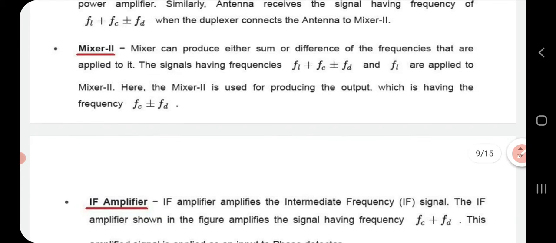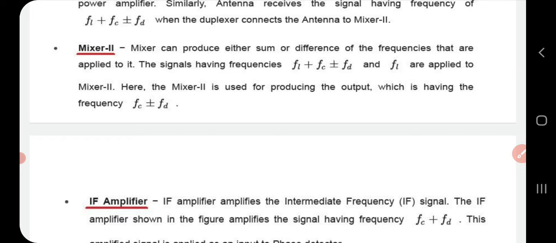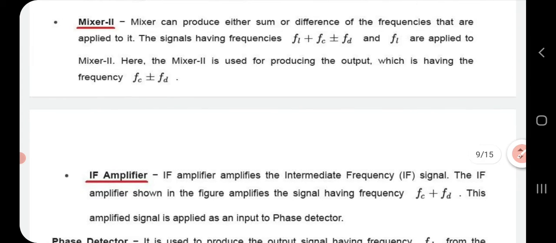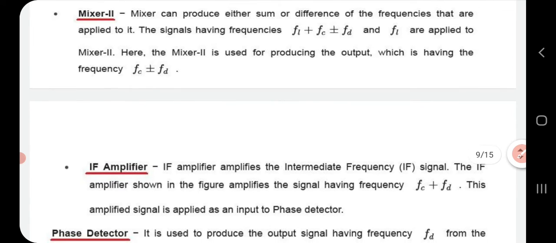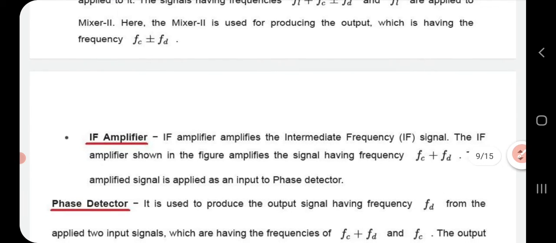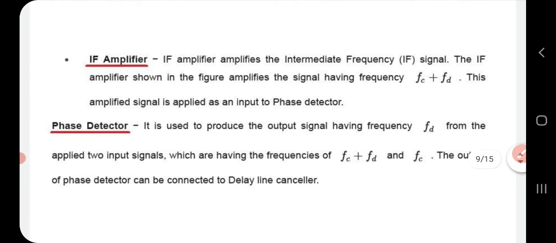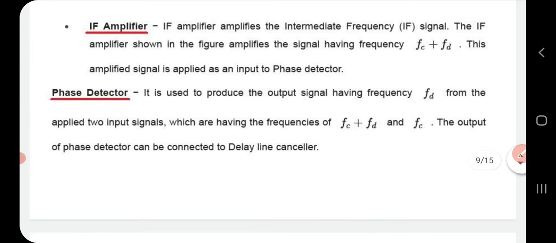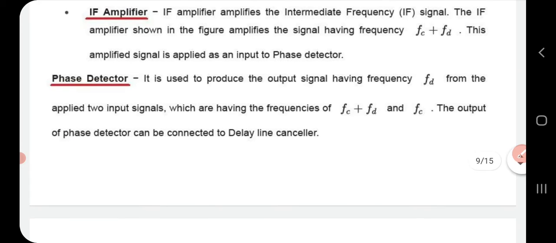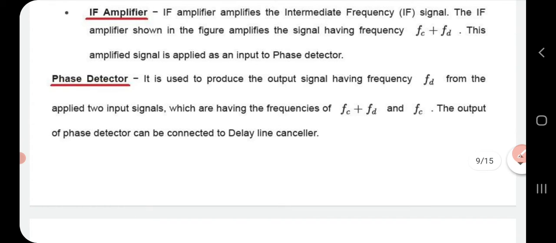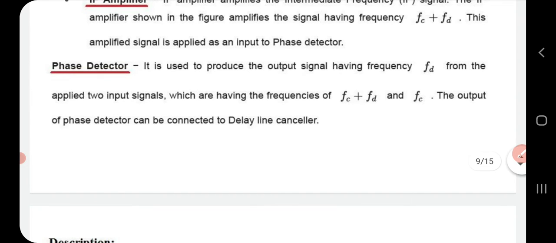Now what is mixer 2? It can also produce either the sum or difference of the frequencies that are applied to it, and that is, mixer 2 is used for producing the output having frequency Fc plus or minus Fd. Then the IF amplifier amplifies the intermediate frequency. It amplifies the signal having frequency Fc plus Fd. This amplified signal is applied as an input to the phase detector.